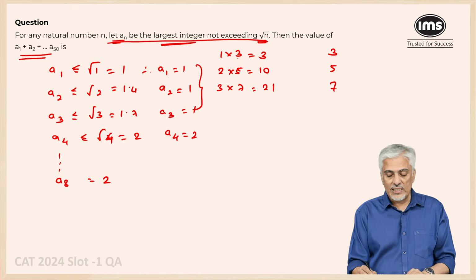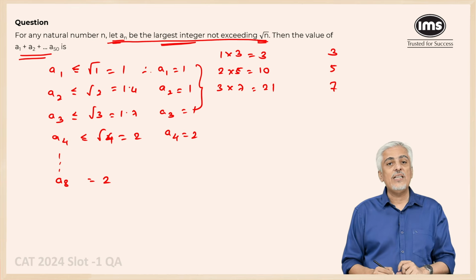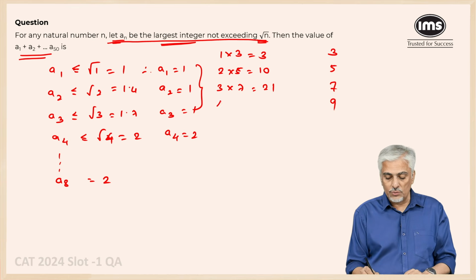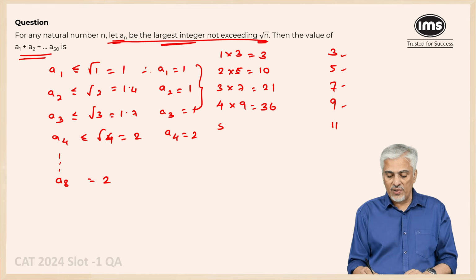See, 1 was the answer for 3 numbers, 2 was the answer for 5 numbers, 3 is the answer for 7 numbers. Now, this is still 15. Then, from 16 to 24, that is 9 numbers. For the next 9 numbers, the answer was 4. And here you should realize that this is the pattern 3, 5, 7, 9. For the next 11 numbers, the answer would be 5.